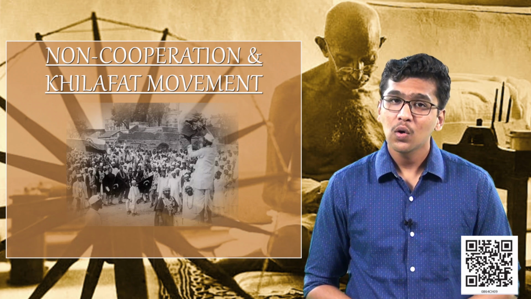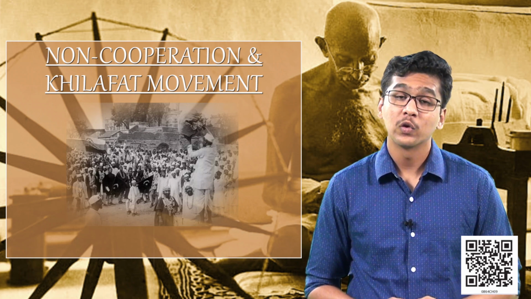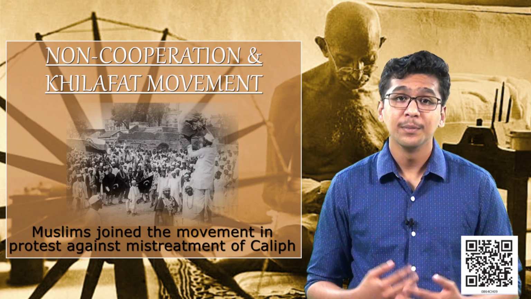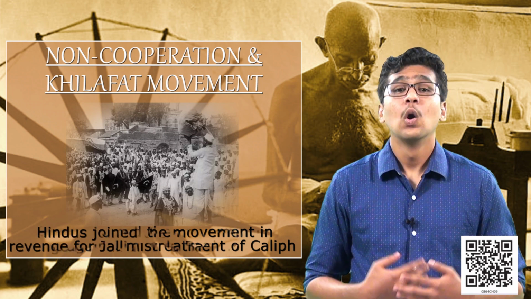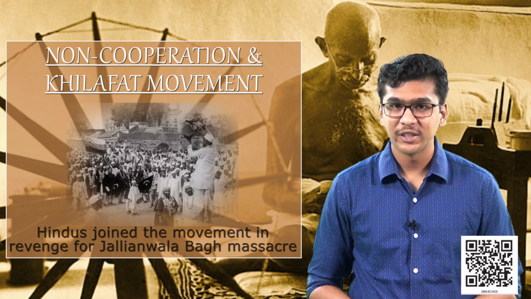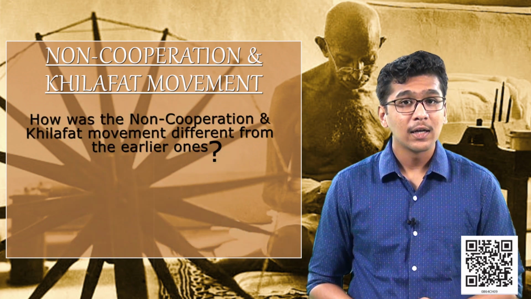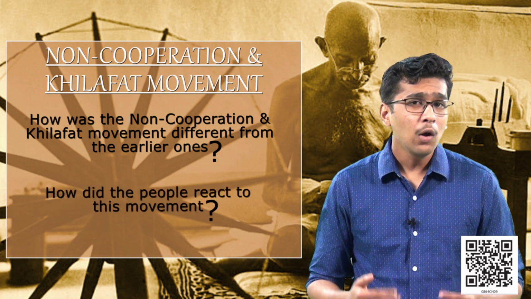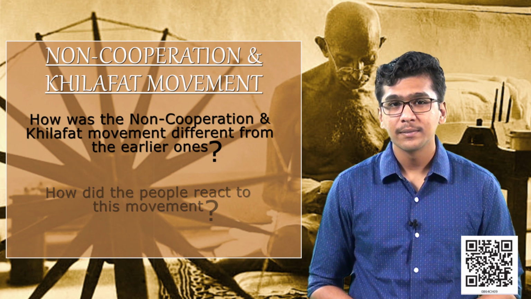Thus, the non-cooperation and Khilafat movement was launched, where Muslims joined the movement in protest against the mistreatment of their caliph, while Hindus joined the movement in revenge of the Jallianwala Bagh massacre. You may ask as to how was this movement different from the earlier ones? How did the people react to this movement?